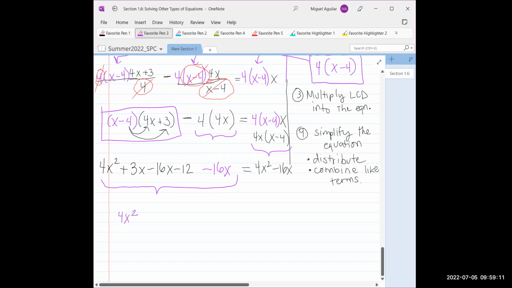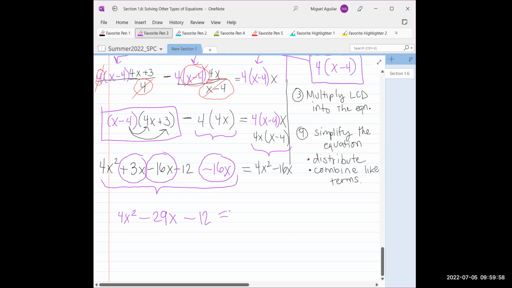I'm going to bring the 4x squared down because that's the only one that we have. It looks like we have 3x, negative 16x, negative 16x. So if we combine those, you can use your calculator and do positive 3 minus 16 minus 16. Negative 29x. And that should make sense because negative 16 and negative 16 is negative 32. And then when you add 3, we should get to negative 29. So negative 29x. And then we'll just bring the minus 12 down.